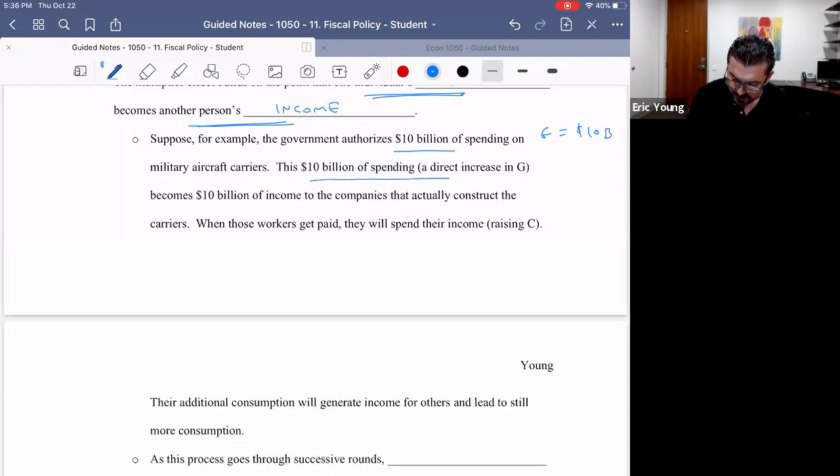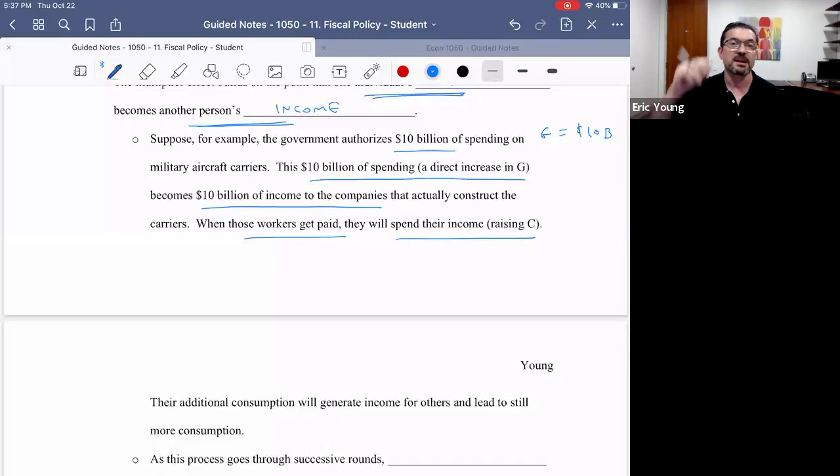Note that this $10 billion of spending, which is a direct increase in G, has to also become $10 billion of income to the companies that actually build the carriers. And when those companies get that income, they're going to pay it out to all their workers, all the designers, line workers, manufacturers, subcontractors, all those thousands, maybe tens of thousands of workers who make an aircraft carrier possible. They're going to get paid, obviously. Well, think about this. When those workers get paid, they're then going to go out and spend it. And that's going to raise C because their spending is consumption.